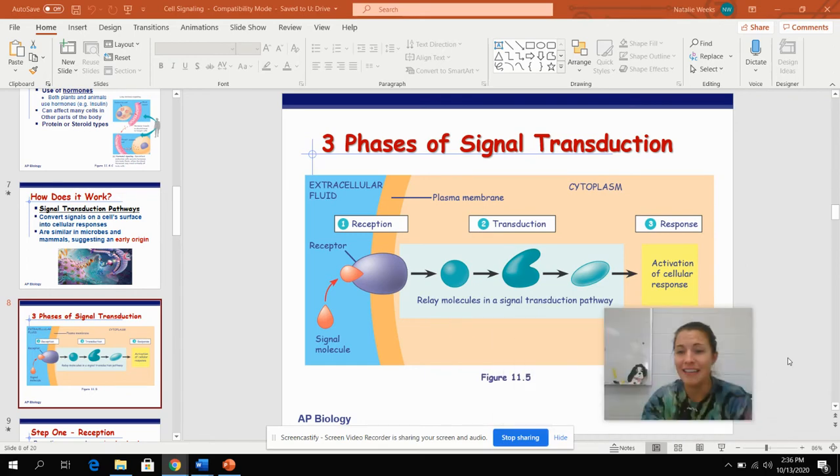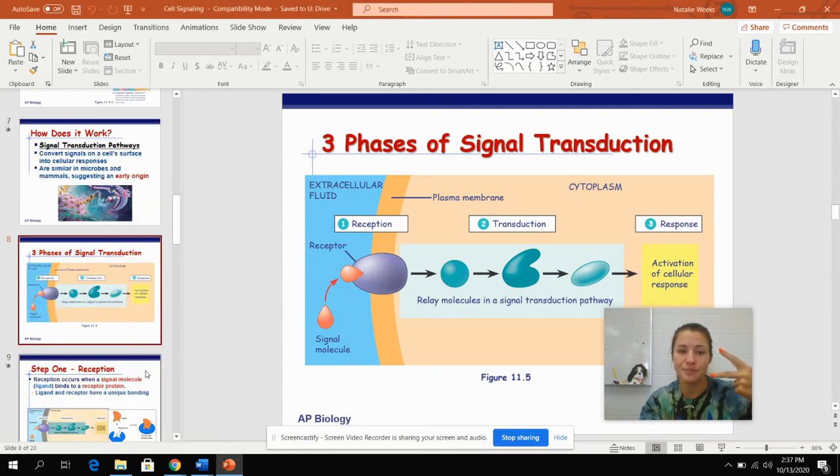And then lastly, look how technologically advanced I am. We have our response. So this is the activation of some sort of cellular response. So it can be making a product, stopping making a product, turning on a gene, turning off a gene. Lots of different things can be the response. So we have reception, transduction, and a response.